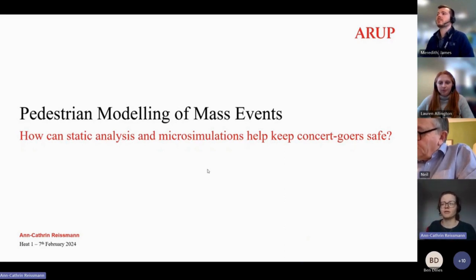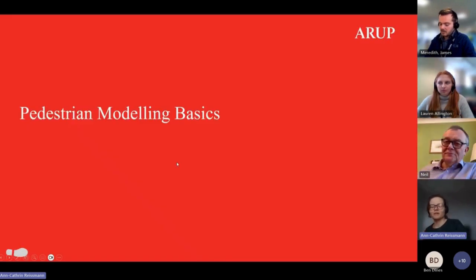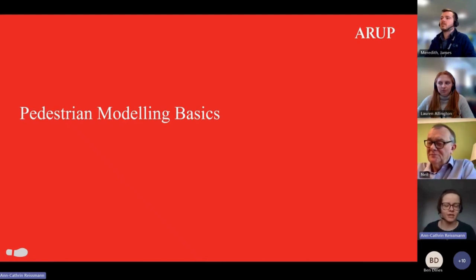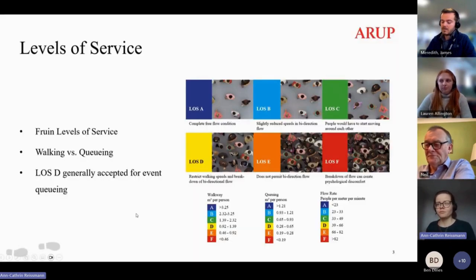Pedestrian modelling is more of a niche topic of transport planning, so I'll be giving a bit of an introduction to the basics of the area and then talking you through two of my projects that I've been working on, just to give you a bit of an overview.